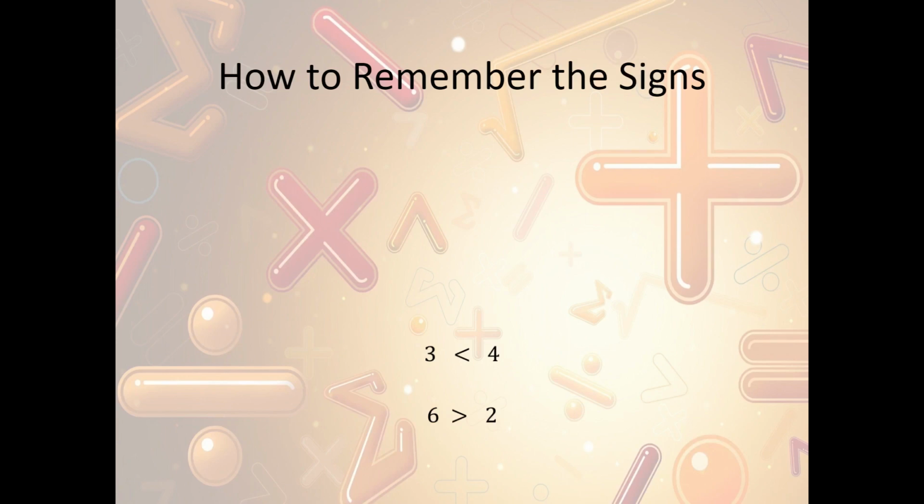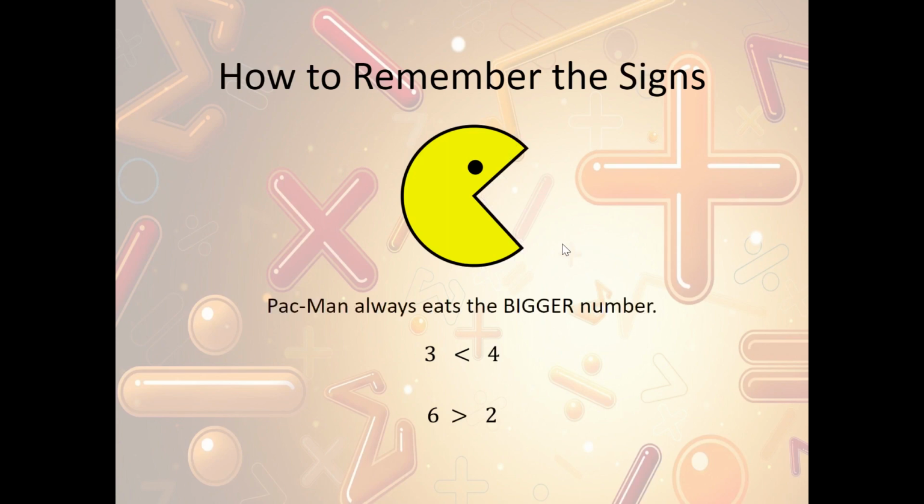Now, how can we remember the signs? The easiest way I remember the signs is Pac-Man. So we have Pac-Man here. And Pac-Man's rule is Pac-Man always eats the bigger number. So if you notice, Pac-Man's mouth forms that arrow shape that we just talked about. So it forms the symbol. So if Pac-Man is always eating the bigger number, then we can recognize the way that we can state the symbols. For instance, we have 3 and then this symbol and 4.